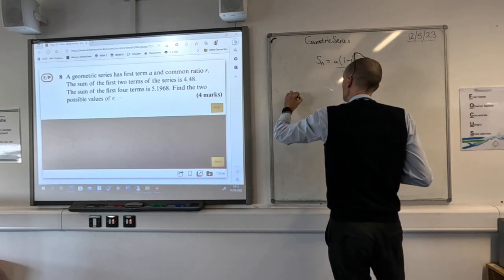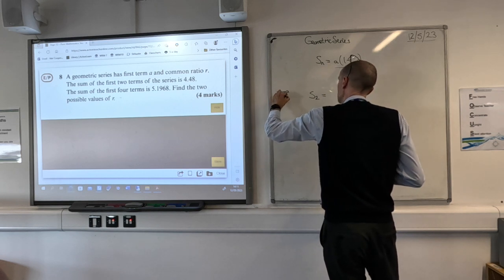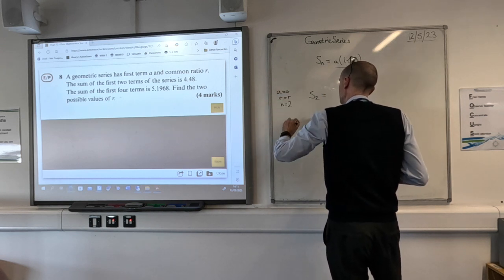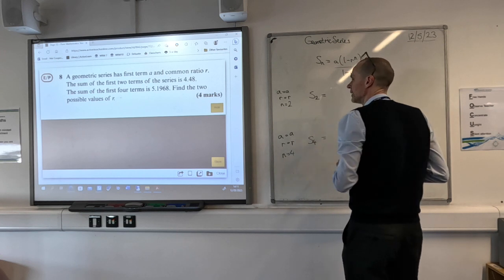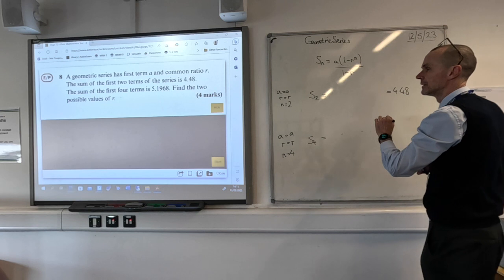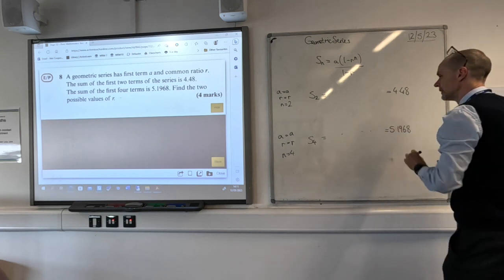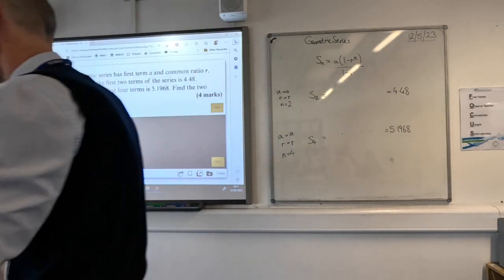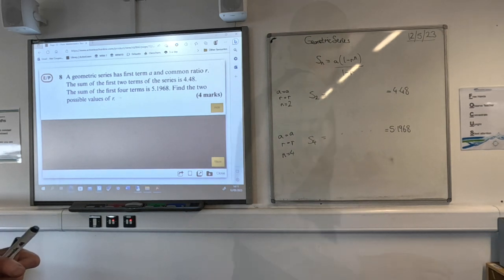So we're going to do the sum of the first 2 terms and the sum of the first 4 terms. And then we need in some way to combine those 2 equations to get a solution. We're after 2 possible values of r.